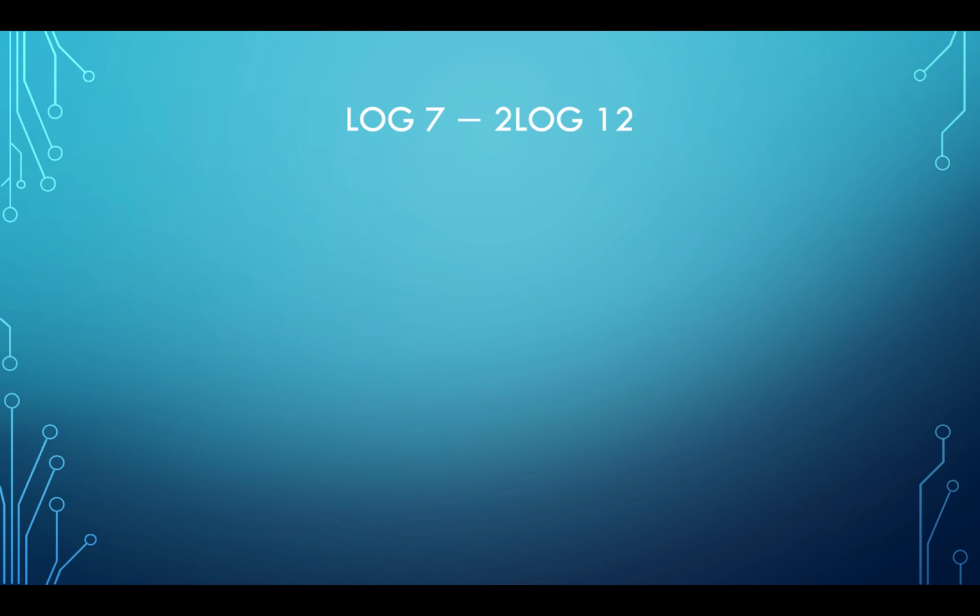So let's try this one. Log 7 minus 2 log 12. What is the first thing we have to get rid of? This 2 in front. Where's that 2 going? It's going back up to the top because it's an exponent. So now we have log 7 minus log 12 squared. Now I went ahead and simplified, so I have log 7 minus log 144.